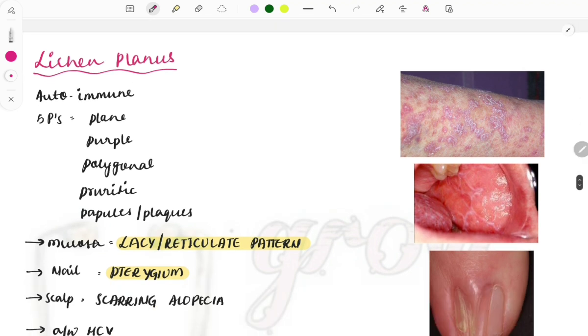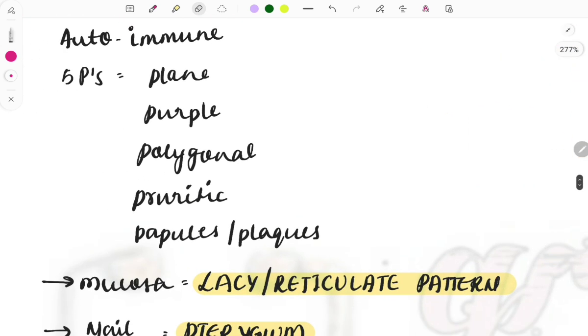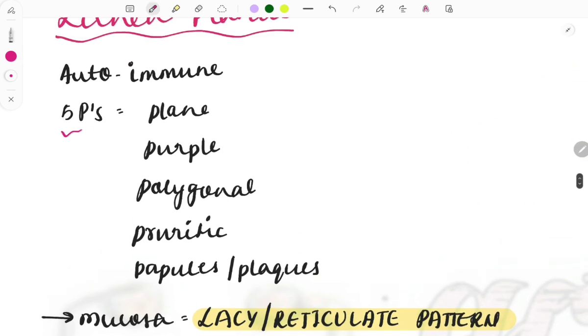Then the lichen planus. So this is also an autoimmune condition, and autoimmune means, obviously, antibodies will be formed, and antibodies will be destroying the skin. Okay, so what all manifestations can be seen? The classical thing which can be seen and remembered is the 5 P's.